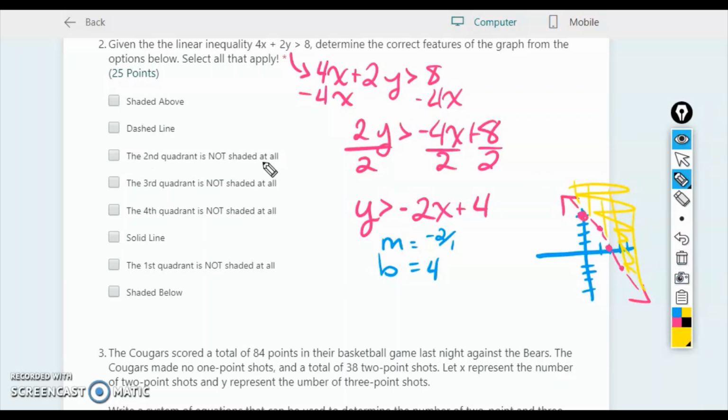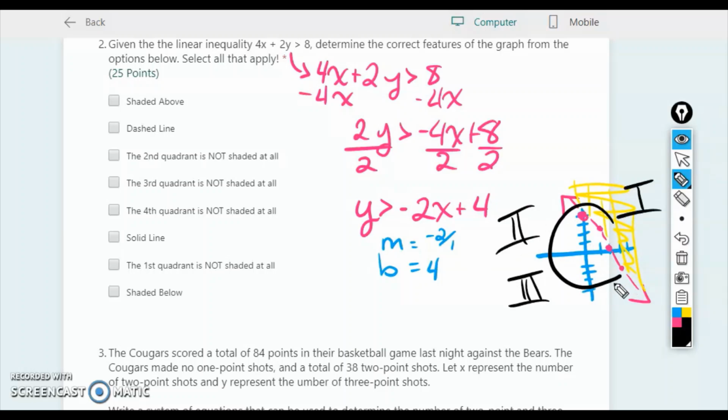And then it does ask here about quadrants. Just as a reminder, when you're doing quadrants, it's like a C because this is a coordinate plane. So here's quadrant 1, 2, 3, and 4. So it wants to know which quadrant is not shaded at all. There's your graph.